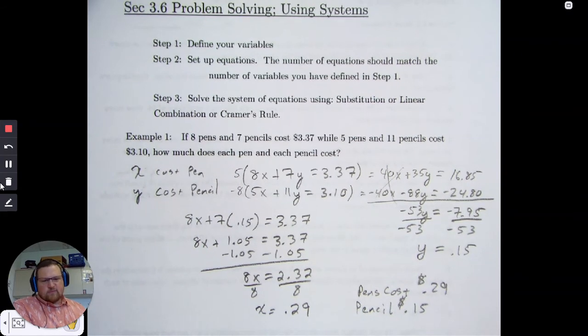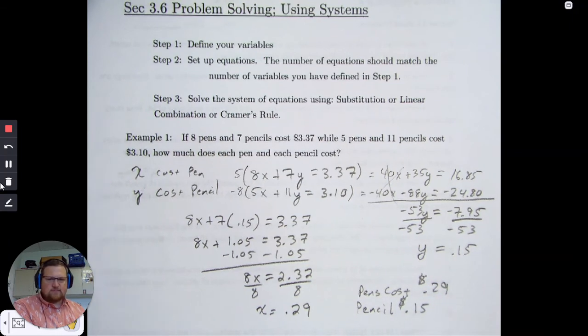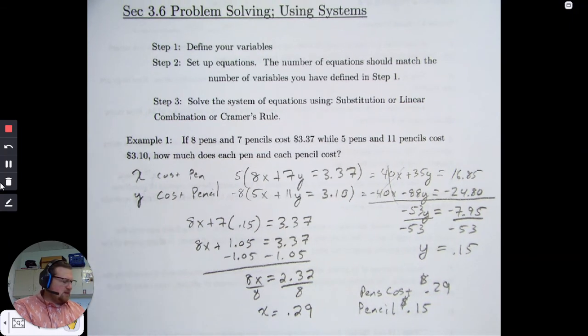Now, I do want to quickly point out that we left this in terms of dollars, so it's 0.29 and it's 0.15. If you change it to cents, it's important that you get rid of your decimal place and you put cents. But as a general rule, we always want to leave things in the form in which they came to us. So this came in terms of dollars, so we're going to leave it in terms of dollars. All right, on to example 2.